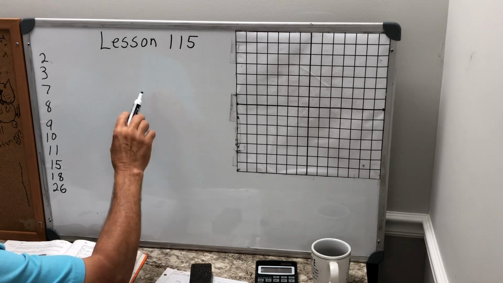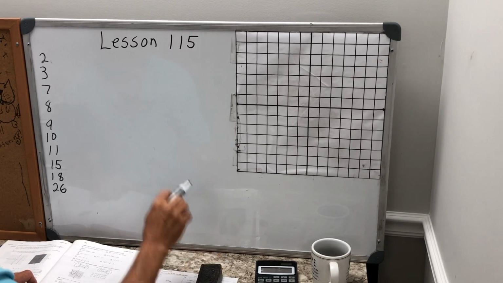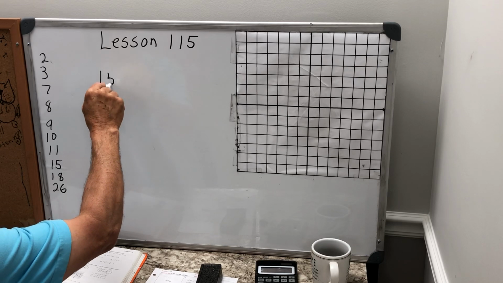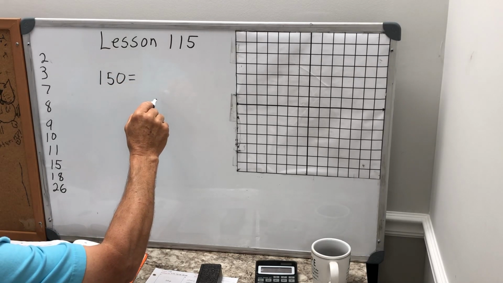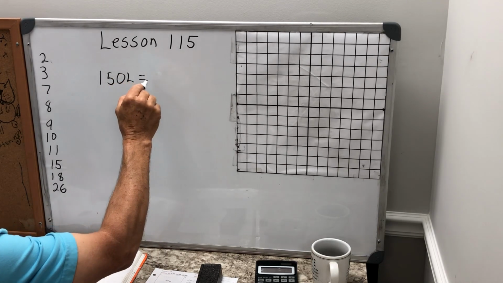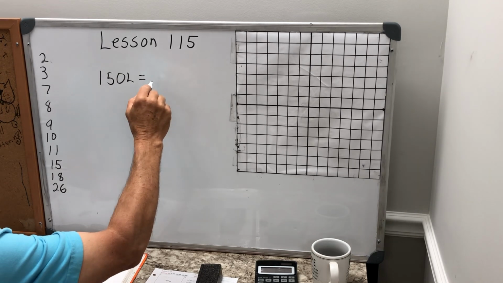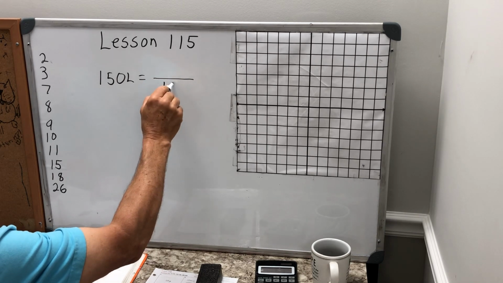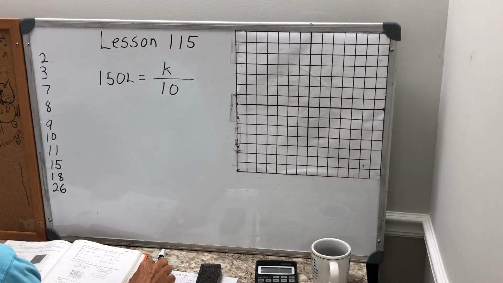Again, just for a quick, simple setup here, we remember we always use the big number first. 150 equals, it's 150 liters. I should put the liters here, I guess. 150 liters equals 10. Put the 10 here because we know this is a K. Now we solve for this.